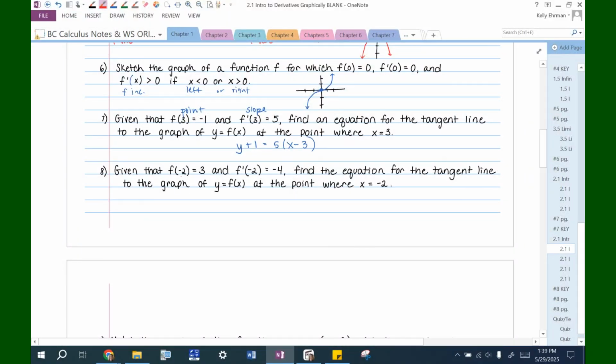Given that f of -2 equals 3 and f prime of -2 equals -4, find the equation for the tangent line to the graph of y equals f of x at the point where x equals -2. So same thing, we have a point, we have a slope, so we can easily write point-slope form of that equation.